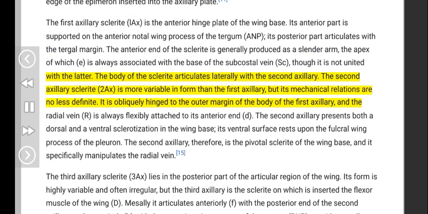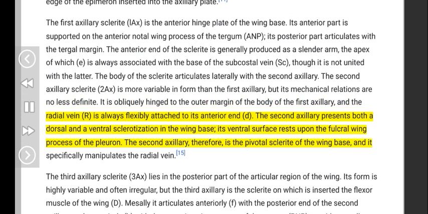The second axillary sclerite, 2-ax, is more variable in form than the first axillary, but its mechanical relations are no less definite. It is obliquely hinged to the outer margin of the body of the first axillary, and the radial vein, R, is always flexibly attached to its anterior end, D. The second axillary presents both a dorsal and a ventral sclerotization in the wing base.